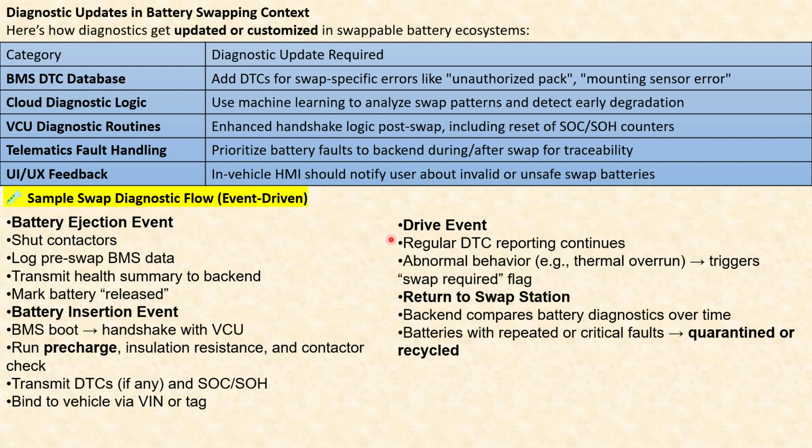And coming to the drive event, regular DTC reporting continues, and on abnormal behavior, for example thermal overrun and this kind of abnormal overrun, it triggers the swap required flag. All right, then you return to the swap station, and once you reach the swap station, with the help of the backend you compare the battery diagnostics over time, and batteries with repeated or critical faults are quarantined or recycled.